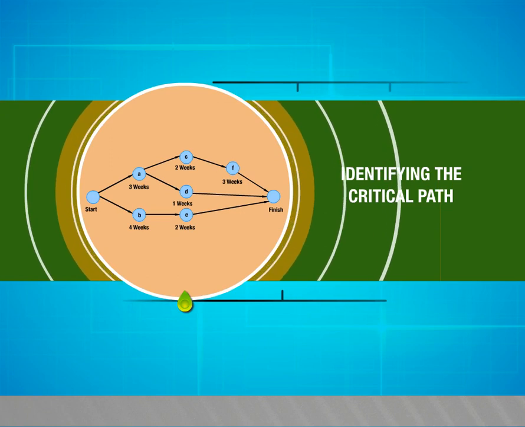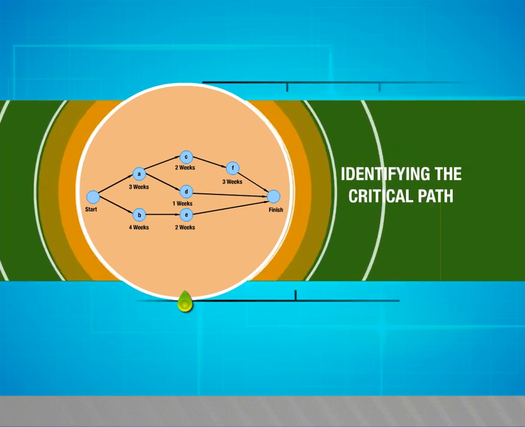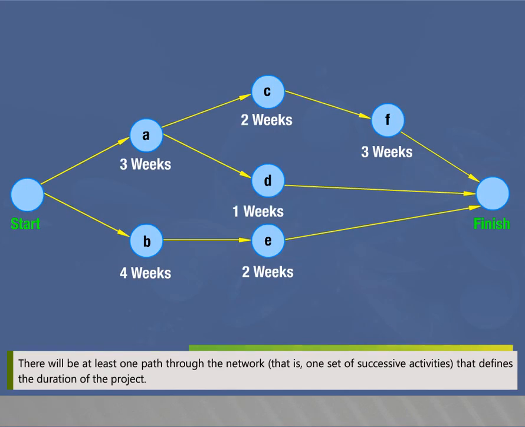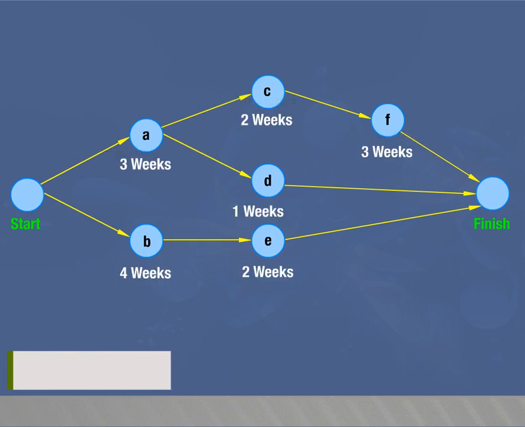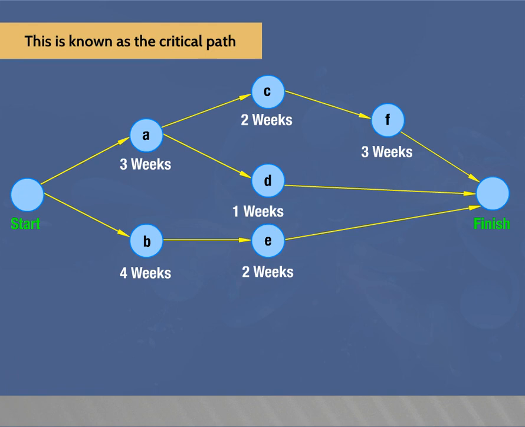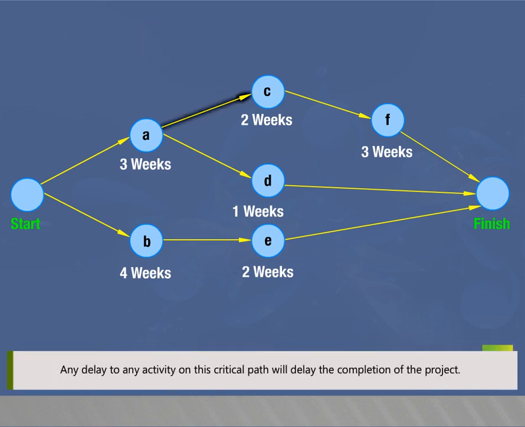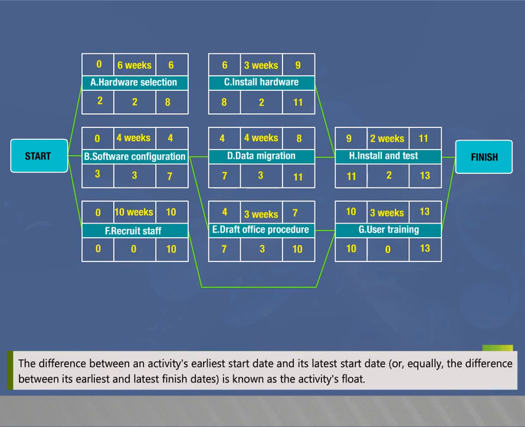Identifying the critical path. In this video, we are going to see about identifying the critical path. There will be at least one path through the network, that is, one set of successive activities that defines the duration of the project. This is known as the critical path. Any delay to any activity on this critical path will delay the completion of the project. The difference between an activity's earliest start date and its latest start date, or equally the difference between its earliest and latest finish dates, is known as the activity's float.